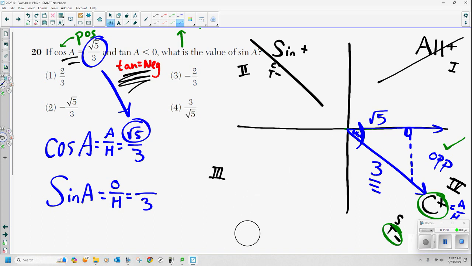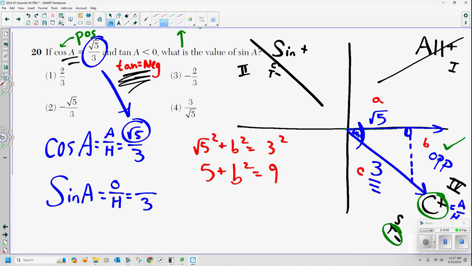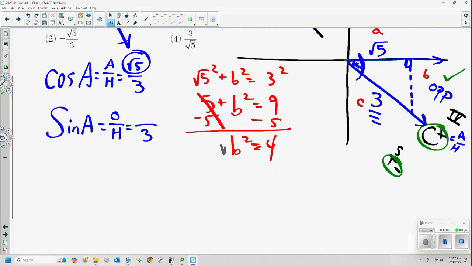So I'm just going to use the Pythagorean theorem. Got to love it. A squared plus B squared is C squared. Radical 5 squared plus B squared is 3 squared. 5 plus B squared is 9. If I subtract 5 from both sides, B squared is 4. I hope you know it's 2 squared. That's 4. But if you want to be all warm and toasty and do this, your B is going to be 2. So I know my opposite is now 2. So I put 2/3 here.